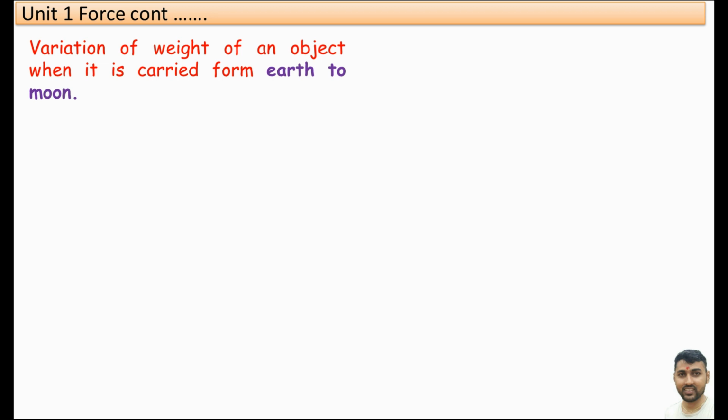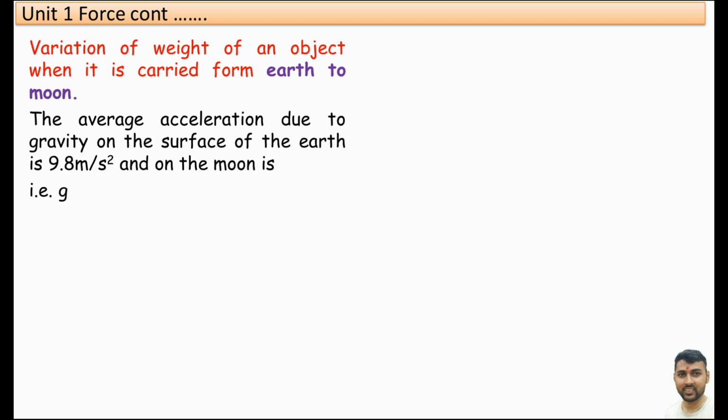Variation of weight of an object when it is carried from earth to moon. What will happen? If an object has 6 Newton weight on the surface of the earth, what is the weight of the same object on the moon? That is the question.